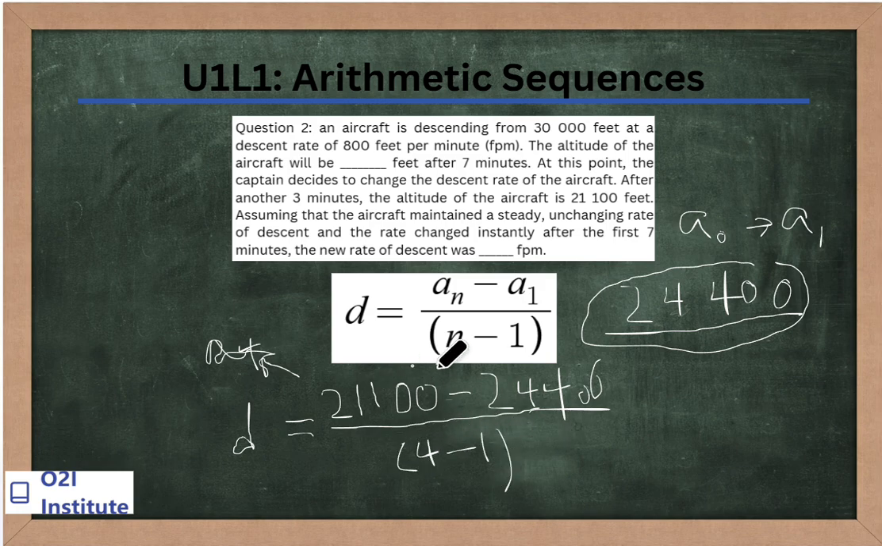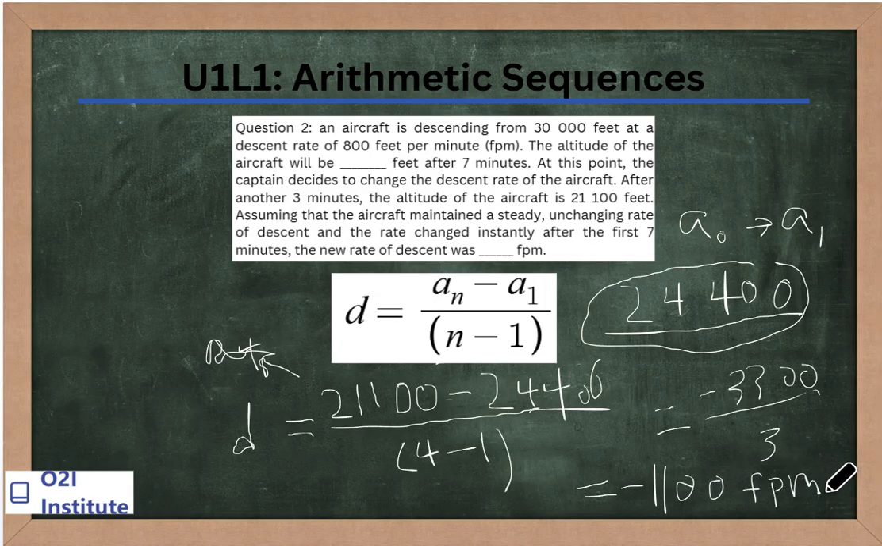So now let's calculate it. 21,100 minus 24,400, this is equal to negative 3,300 divided by 3. So the new rate of descent was negative 1,100 feet per minute. And there we have it.